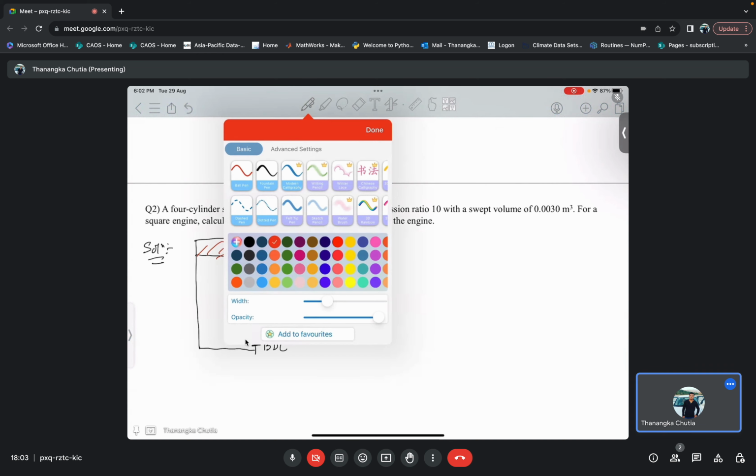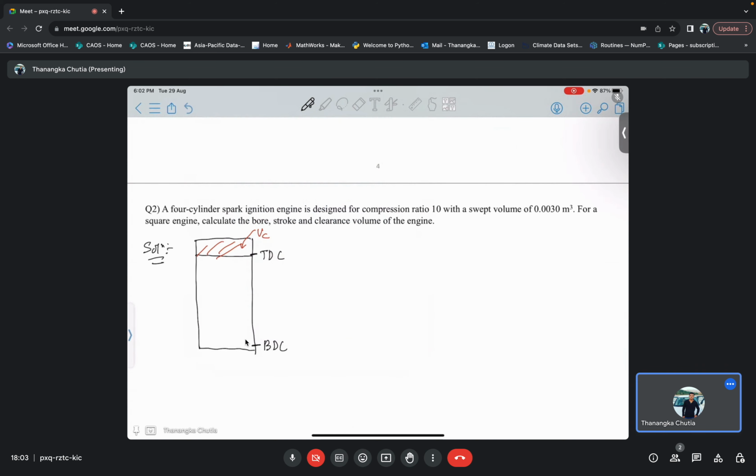And this part is actually called the bore, the diameter of that cylinder. This part is called the stroke. Sometimes they also write this as L. The stroke length from TDC to BDC is basically, if this is my BDC, I'm sorry, let me draw.